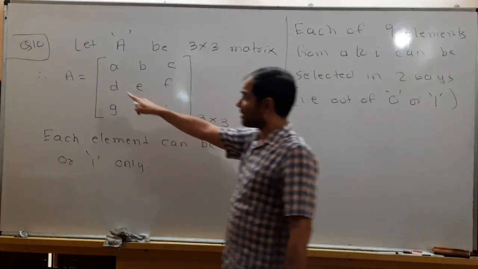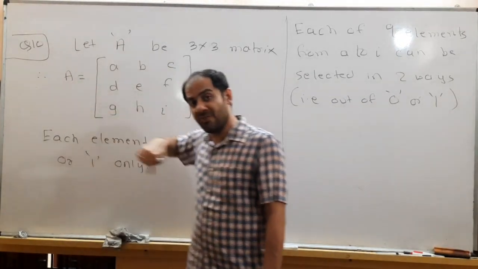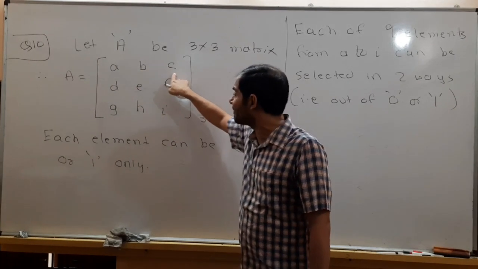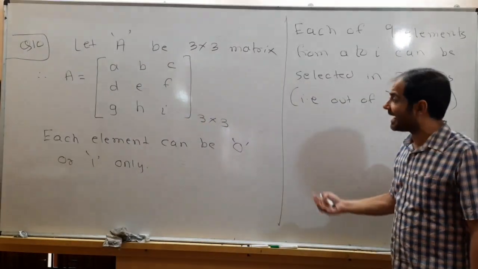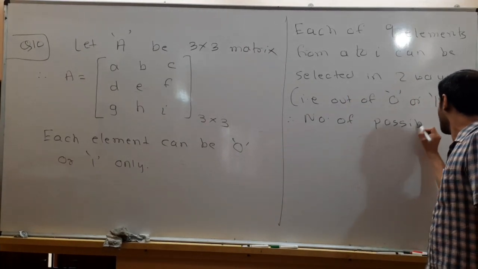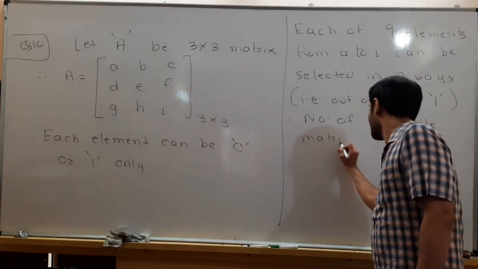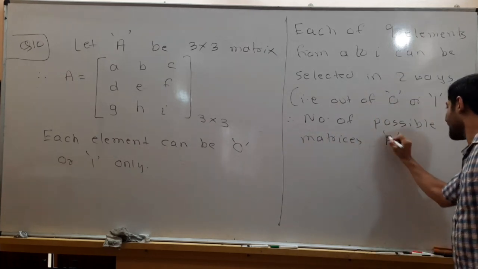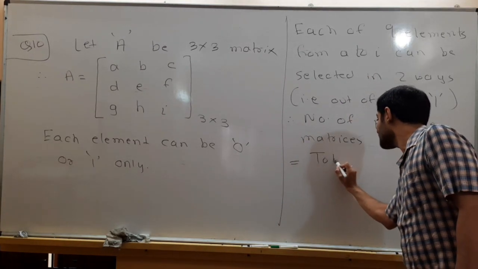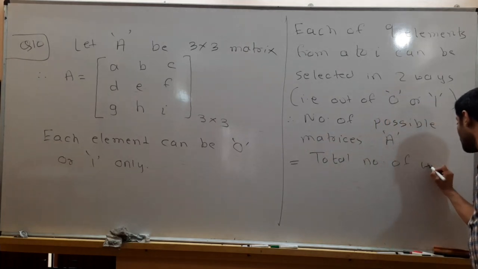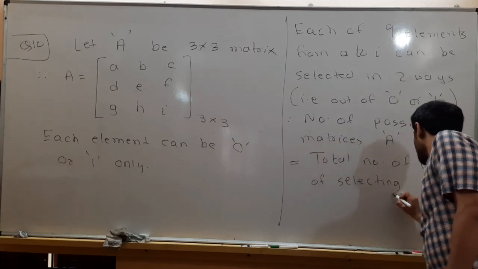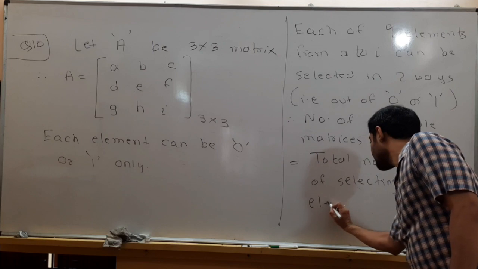So, how many matrices will be possible? Number of matrices possible will be the number of ways in which we can select A, number of ways in which we can select B, number of ways in which we can select C, and till I. So, what I will write is that number of possible matrices A is equal to total number of ways of selecting 9 elements of A.